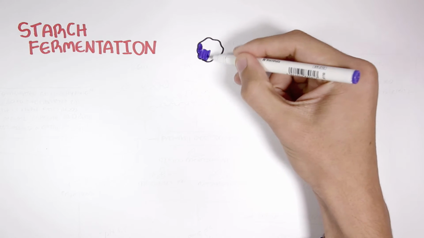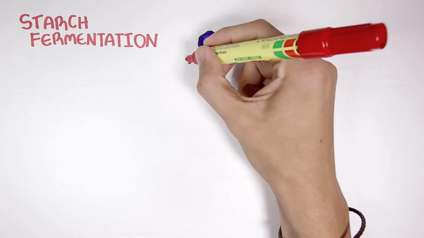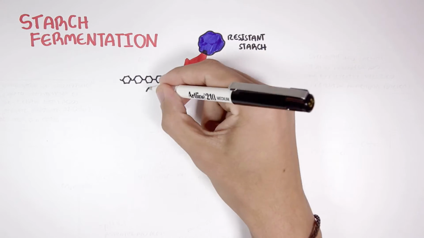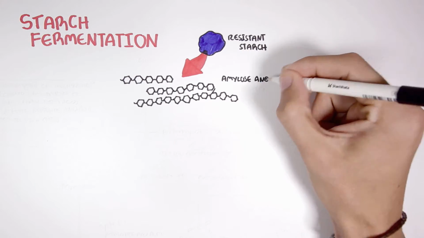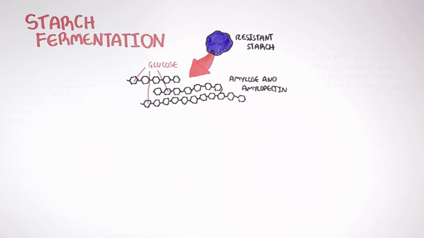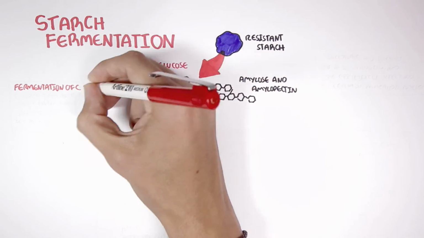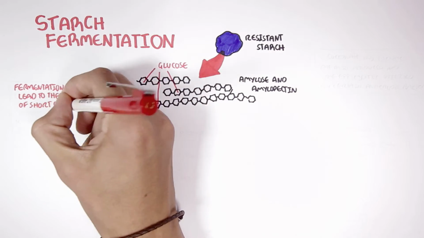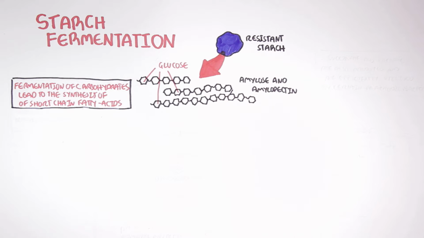Starch that has resisted digestion in the small intestine and reached the colon is called resistant starch. Resistant starch will undergo fermentation by bacteria in the colon. Resistant starch is made up of amylose and amylopectin, which are two forms of glucose polymers. Fermentation of carbohydrates such as resistant starch leads to the production of short-chain fatty acids. Let us look at a simple pathway of how these short-chain fatty acids are produced.